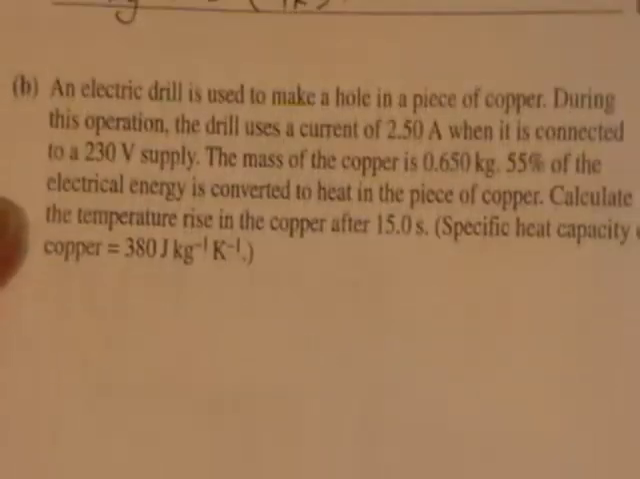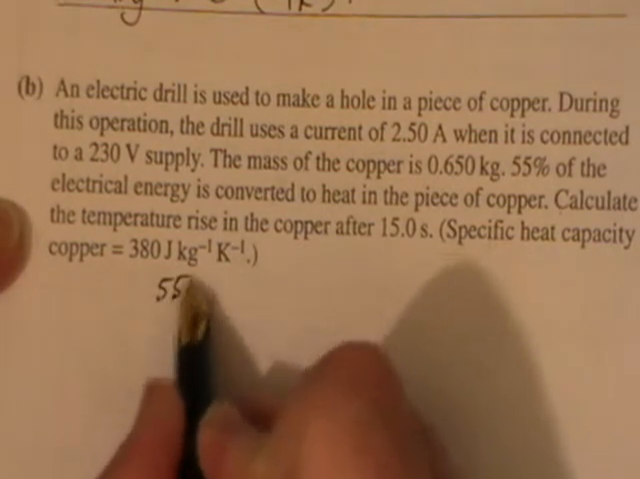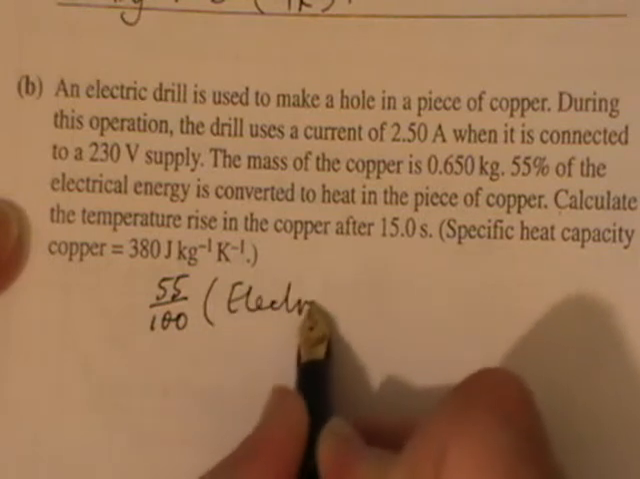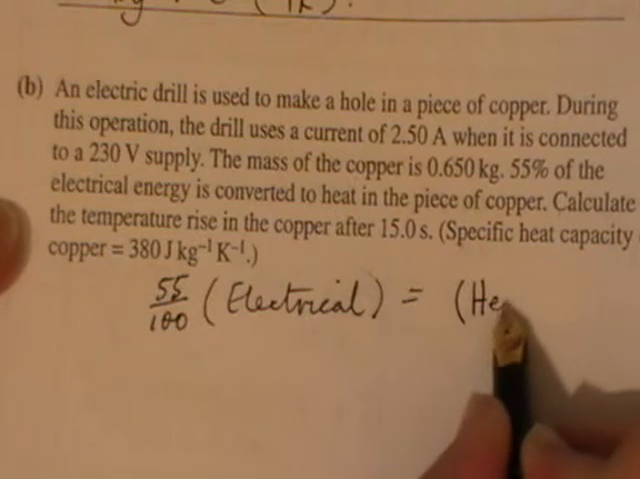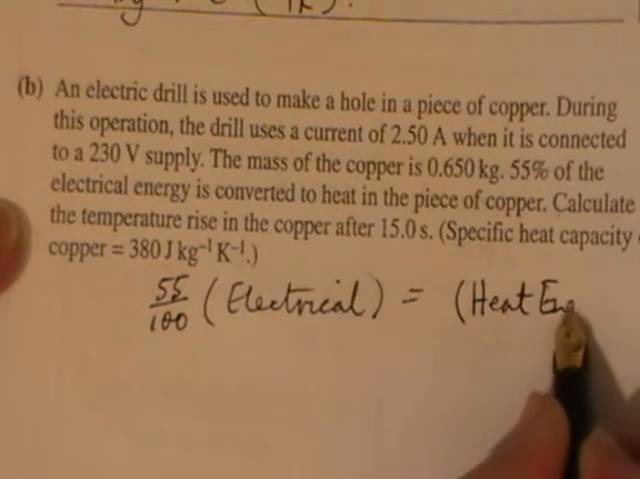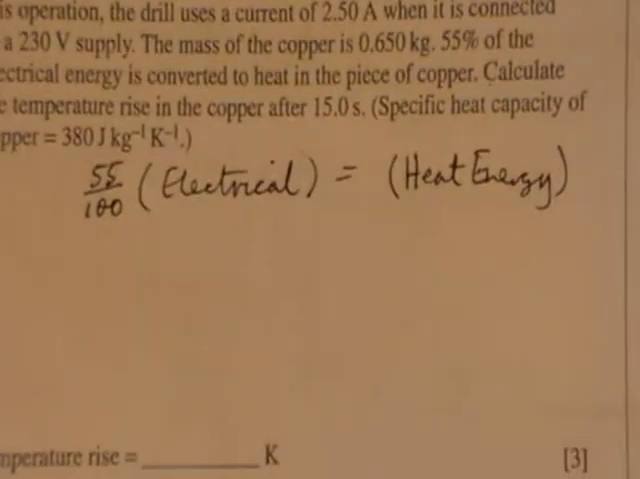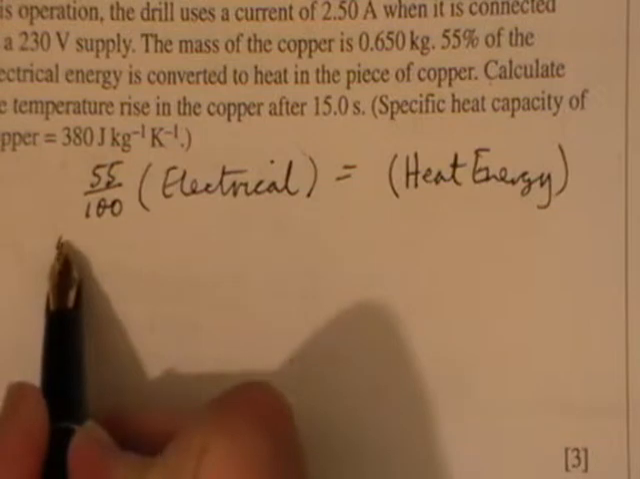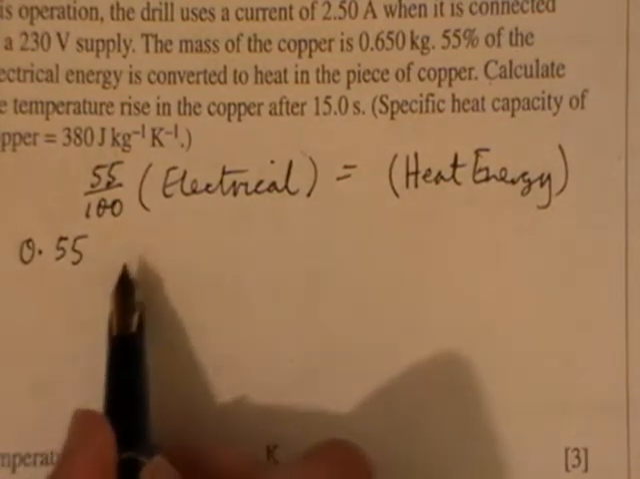Right, so what we're going to say here is that the 55%, so that's 55 over 100, of the electrical energy is equal to the heat energy that goes into it. And we can then use our specific heat capacity equation. Well, the electrical energy we know is, so that's 55 over 100, 0.55.